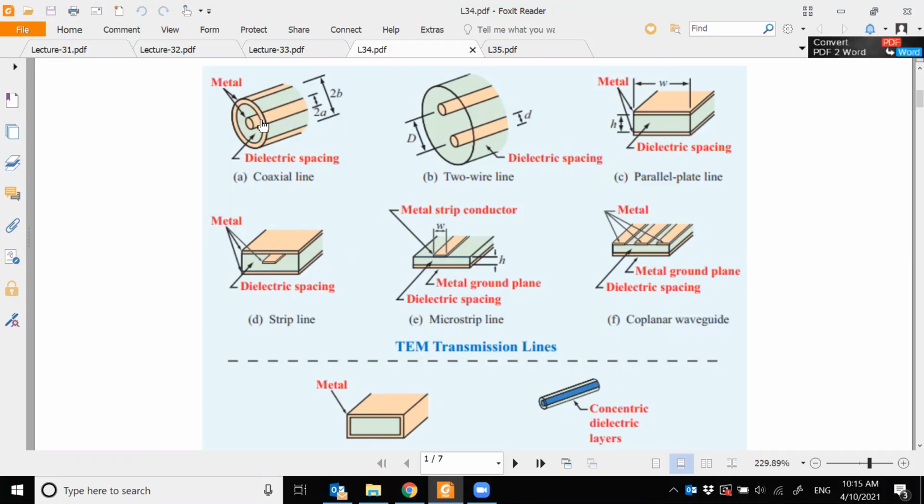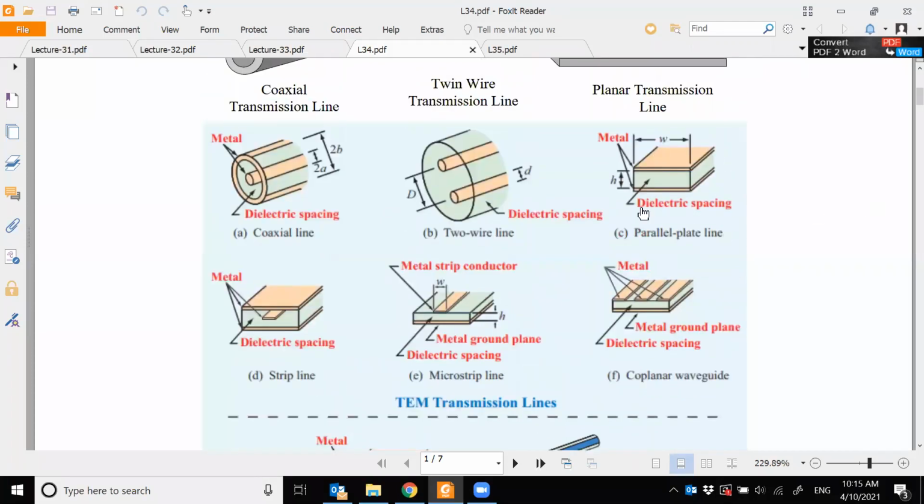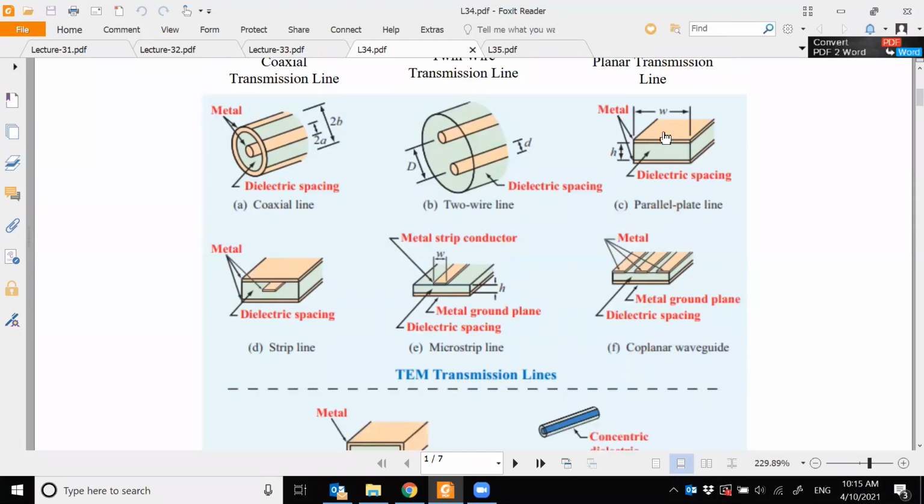So this is your coaxial cable, right? And we have seen coaxial cables: the central conductor, the outer conductor. Then the twin wire transmission line, two conductors covered with a dielectric. Then you have a parallel plate line, where you have the top and bottom as your conductors, which is nothing but your planar transmission line. Then these are the upgraded versions of the planar transmission line, the microstrip line, very common in microwave integrated circuits.